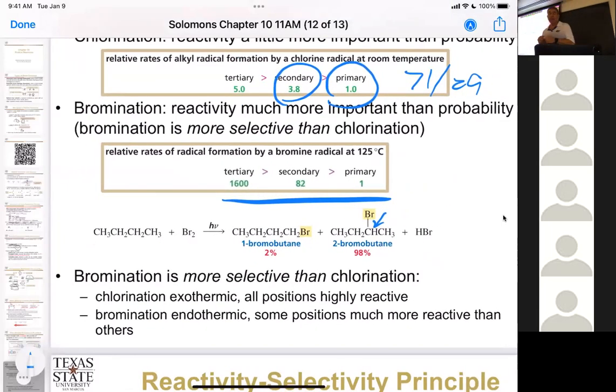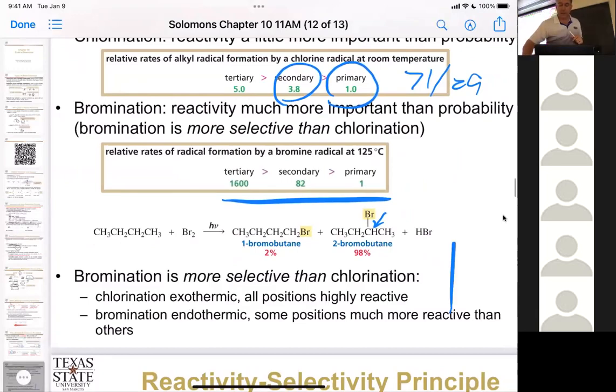Okay. So we do this selectively with bromine and chlorine because fluorine is very reactive, explosively reactive in these kinds of reactions, so it's very hard to do. And iodine is actually endothermic, so we don't see iodine react in these radical reactions very much at all.